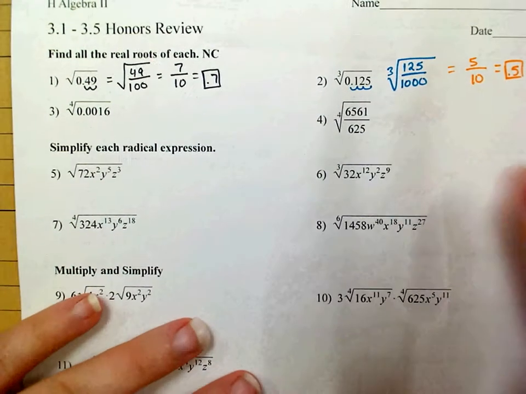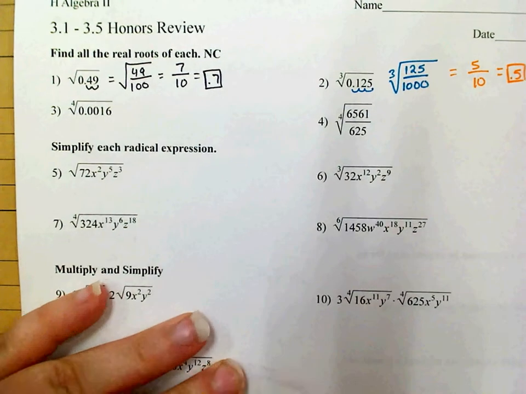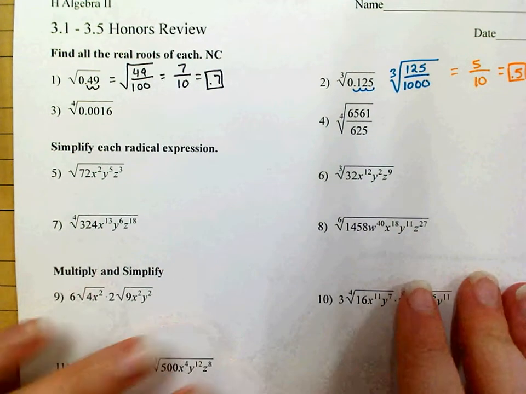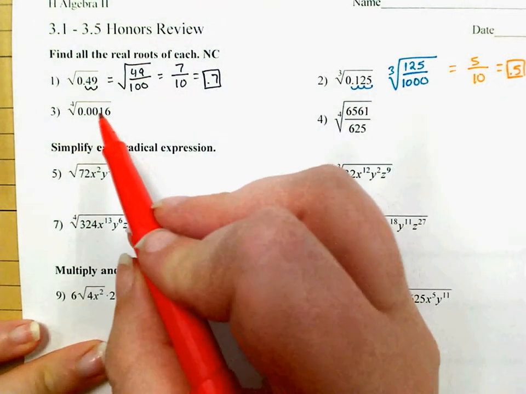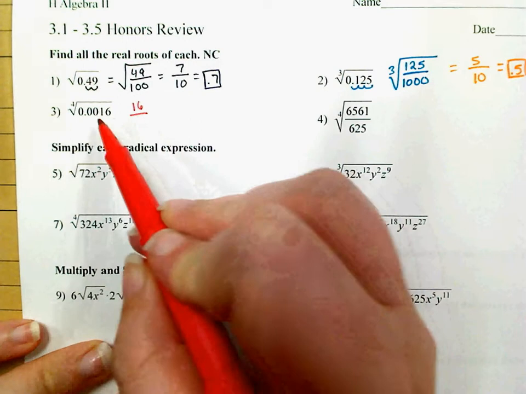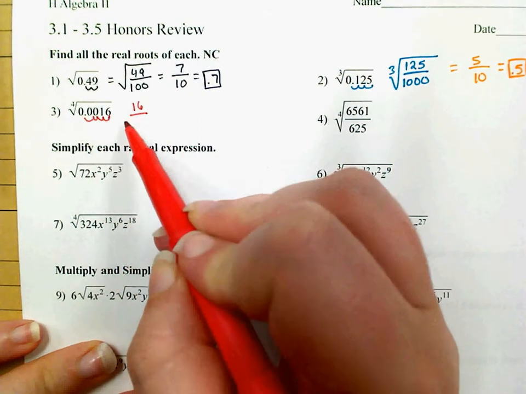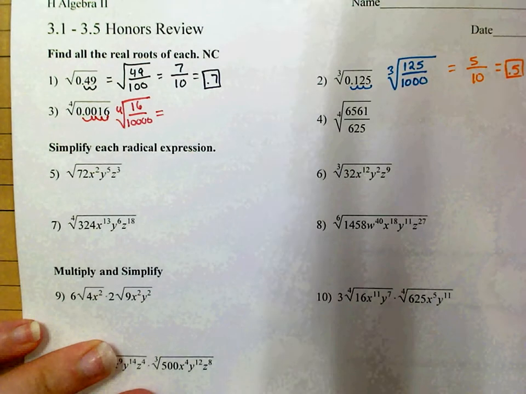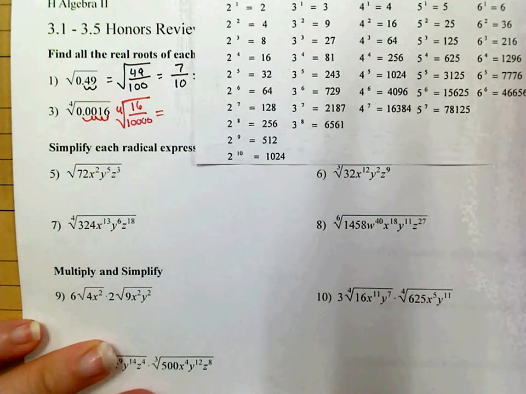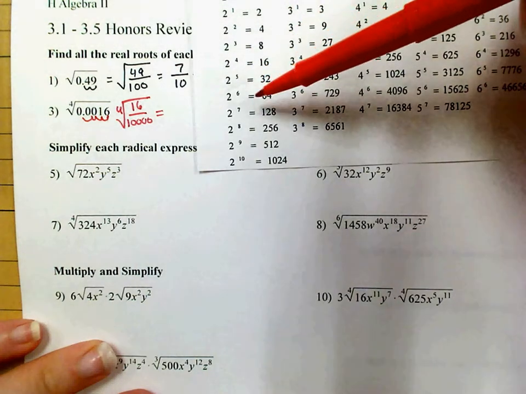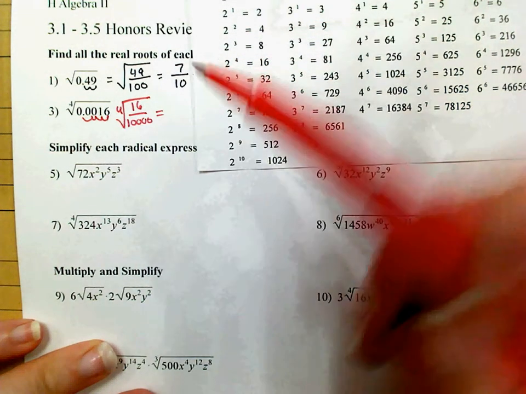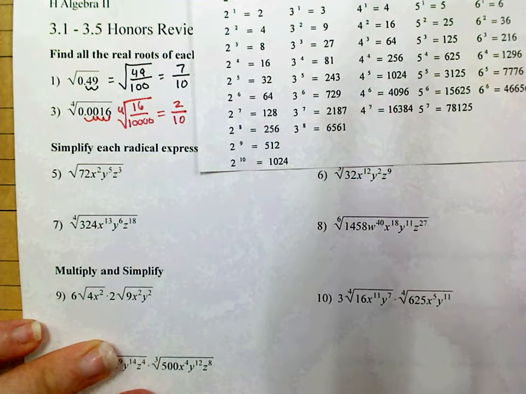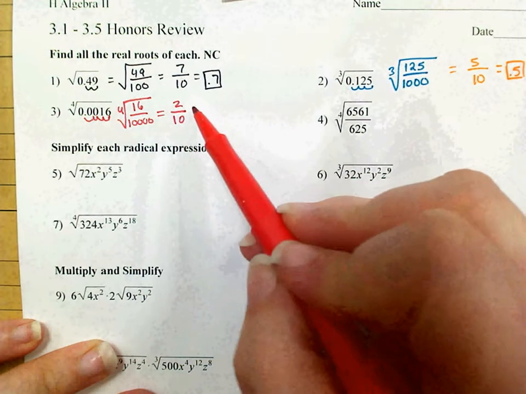On the next one, I've got the fourth root of 0.0016. So I've got the whole number 16, and tens, hundredths, thousandths, 10,000, so 10,000. And I'm taking the fourth root, and so I notice that 16 is 2 to the fourth, so the fourth root of 16 is 2, and the fourth root of 10,000 is 10. So I've got 0.2 as my answer.